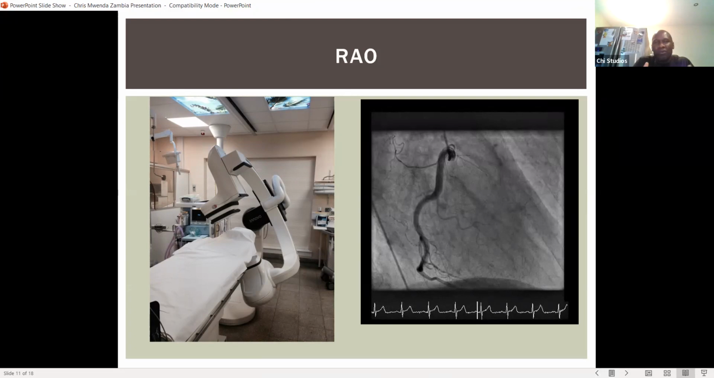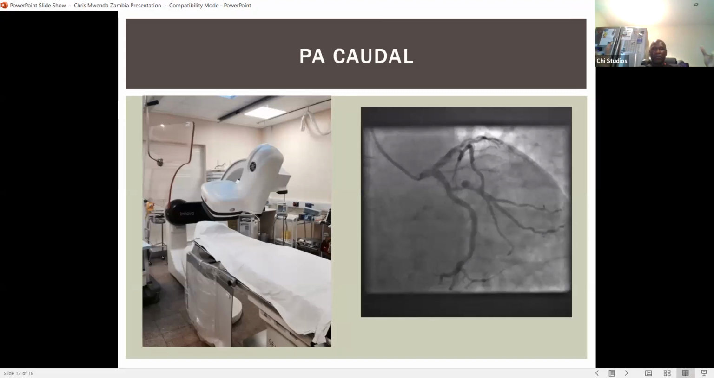Okay. So now we are looking at the left coronary artery. We talked about the left is composed of the left anterior descending artery and the circumflex. So this is the circumflex. And this is the LAD. If you look here, that's the left main. LMS, left main stem, okay?